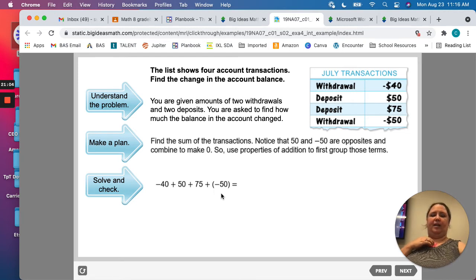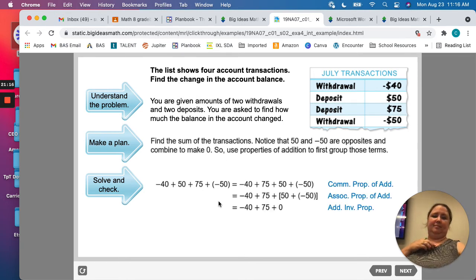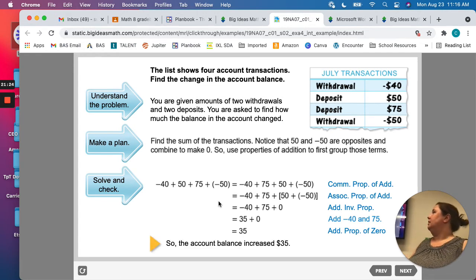Yes. Let's find out. So what's negative 40 plus 50? Positive 10. 10 plus 75 would be 85. 85 minus 50 would be 35. Good. Any questions? Okay, this is a word problem, so you need to label it with a $ sign. Word problems you always need to label.